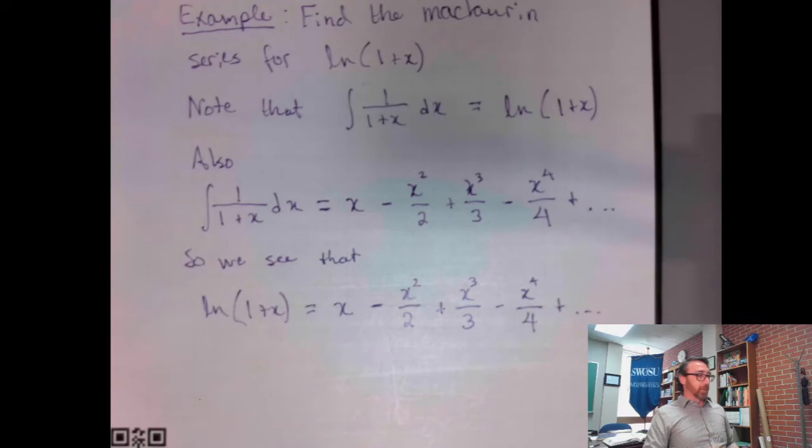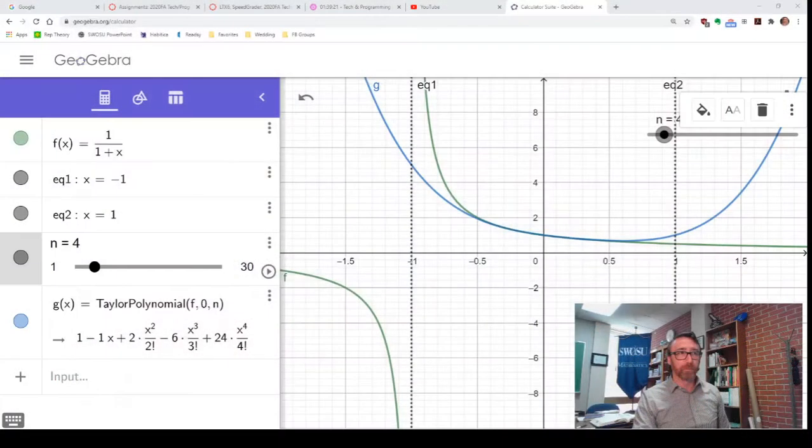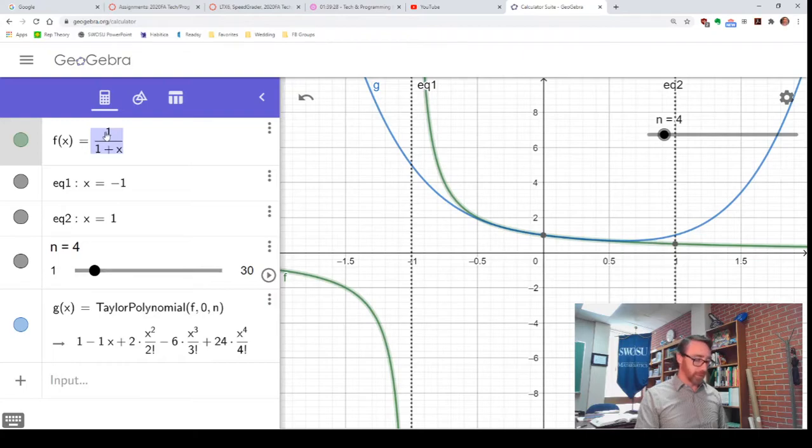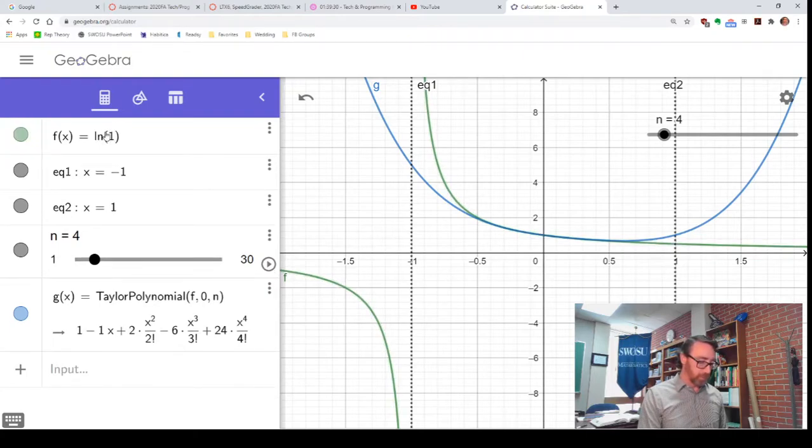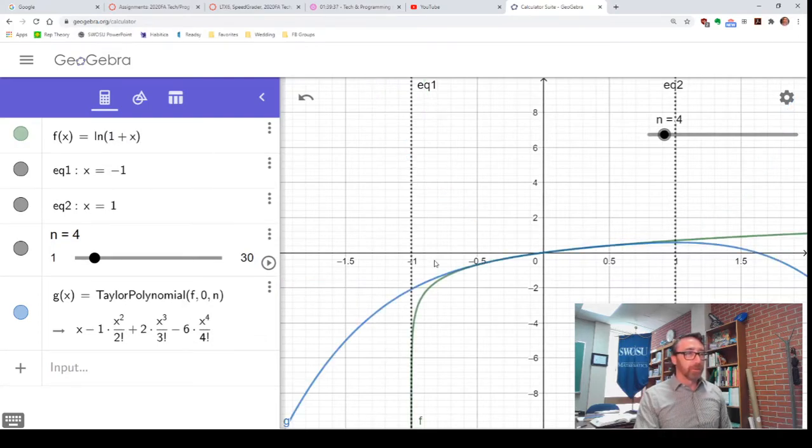All right. Let's go ahead and check back with GeoGebra and see how that looks. We can check and see if it's reasonable. Okay, so we're back looking at GeoGebra. I'm going to go ahead and change f of x. I'm going to make it ln of 1 plus x. Okay, so we can see in the green here that we have that natural log curve.